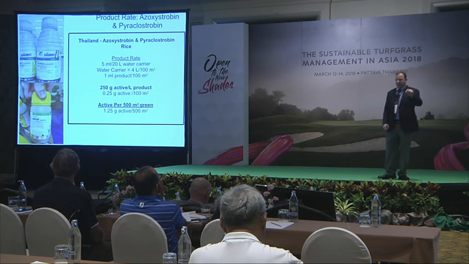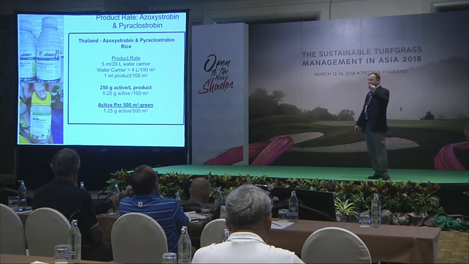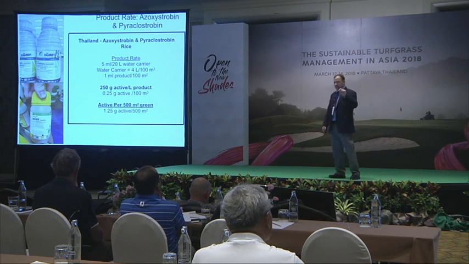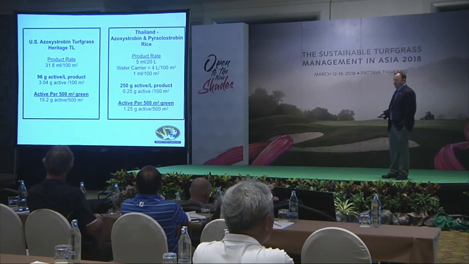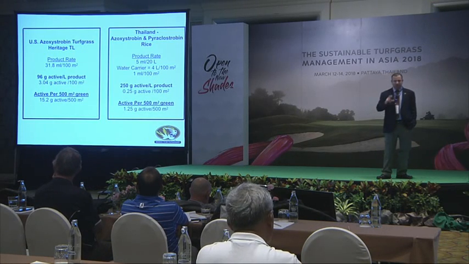Remember, this is targeting, I'm pretty sure, rice and rice blast. Let's look at what the American label is on a turf grass label. Do you see the difference? Active per 500 meters squared green is 15.2 grams of active versus the 1.25 grams of active that's on the bottle. You're not going to get very good control at going 1,000 times less the rate than on turf grass.